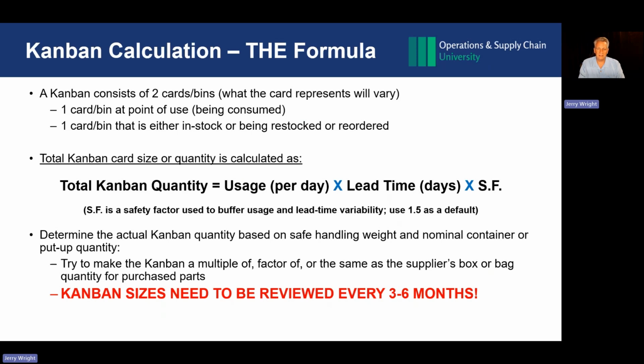Now, keep in mind, Kanban sizes need to be checked or reviewed every 3 to 6 months. It's important to make sure you have a system for reviewing. Do they need to be made larger, made smaller? Do we need to discontinue something or add something else?